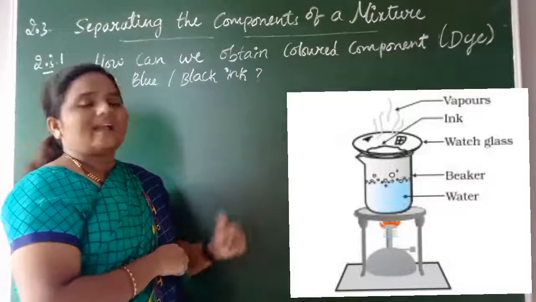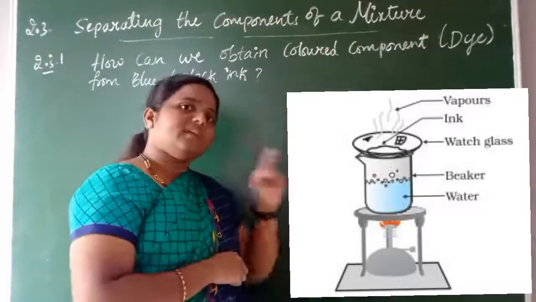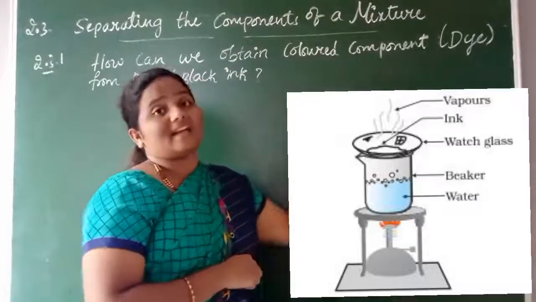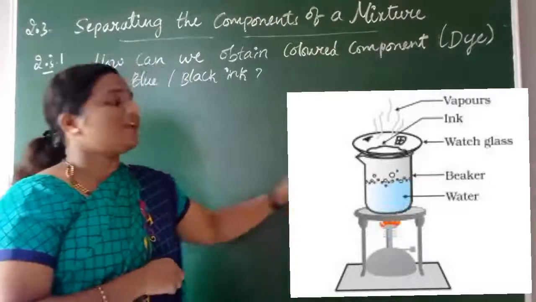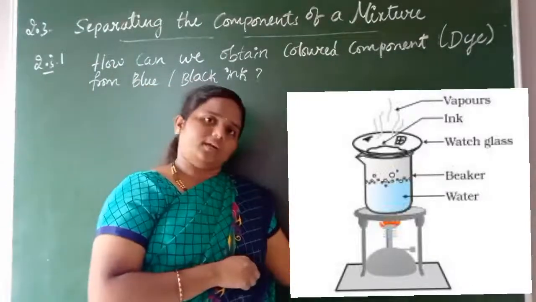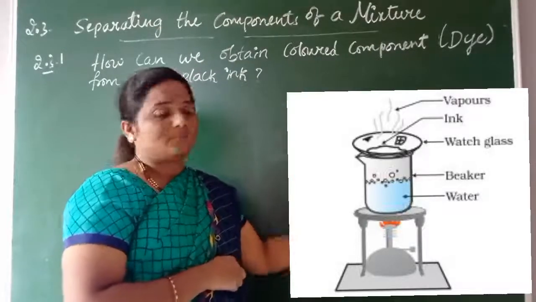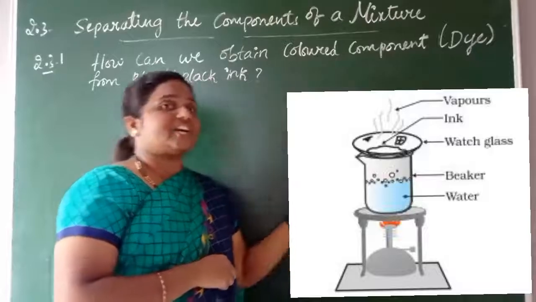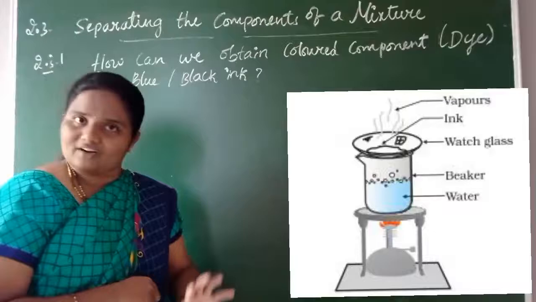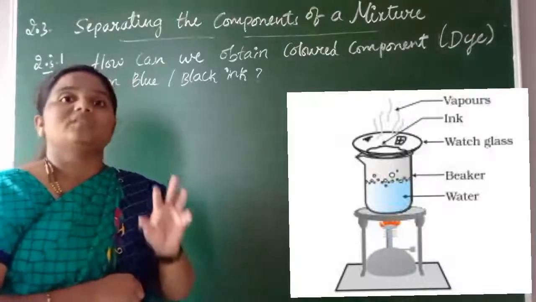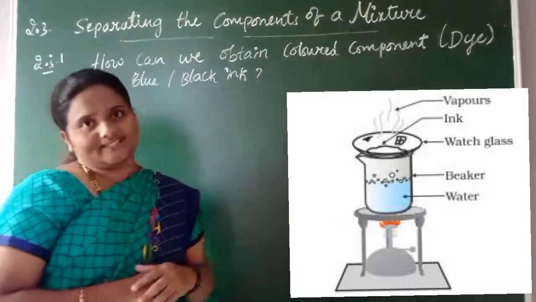Now at this moment we have to heat the beaker. You have to remember that we are not directly heating the watch glass. Through the beaker, we are heating the water. Once the water starts boiling, the liquid contained in the dye starts to evaporate to the surroundings. Evaporate means changing its state from liquid to gaseous.